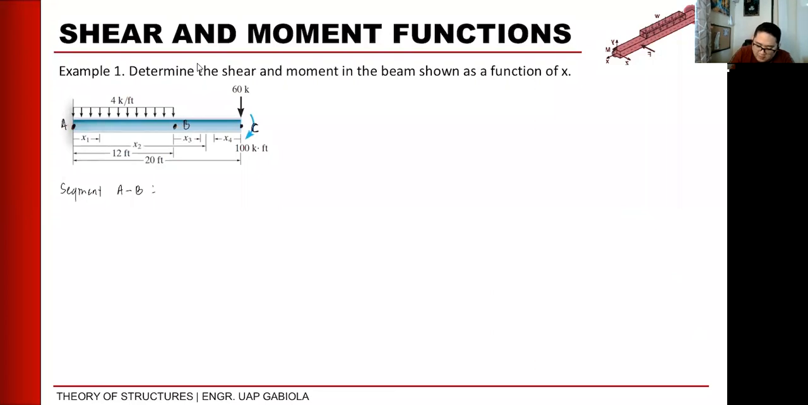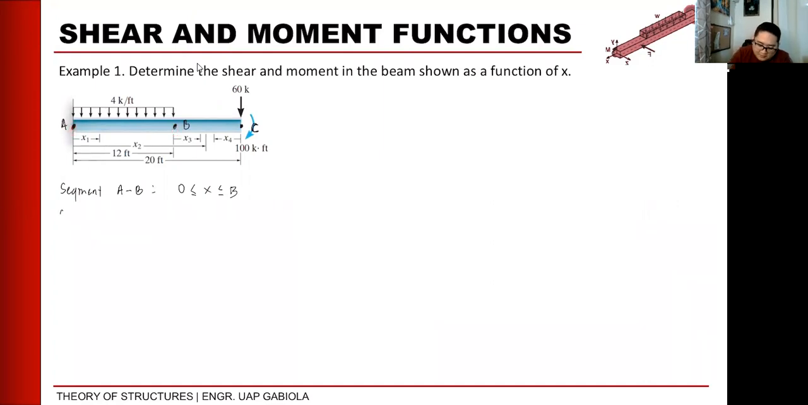yung distance niya will be from 0 ≤ x ≤ b. So, ibig lang niyang sabihin, is any distance mula dito sa 0 natin o dun sa pinaka-leftmost, ito yung consider natin 0, and then hanggang dito siya sa 12. Okay? So, yun yung segment AB natin.